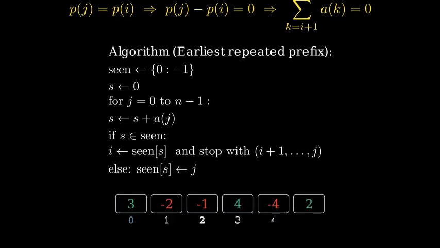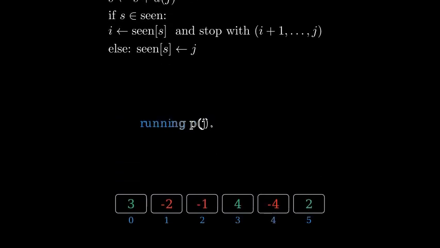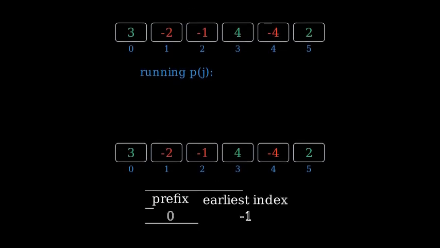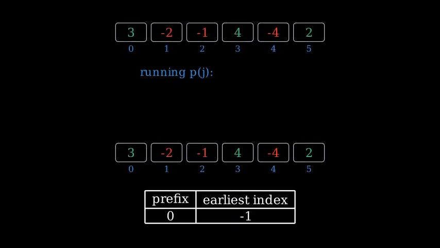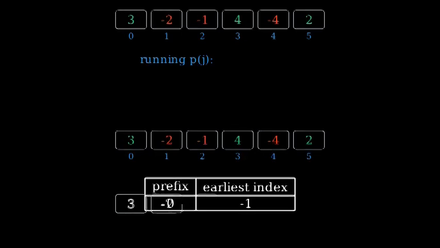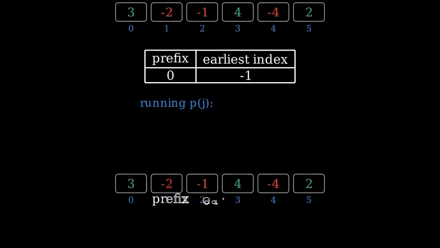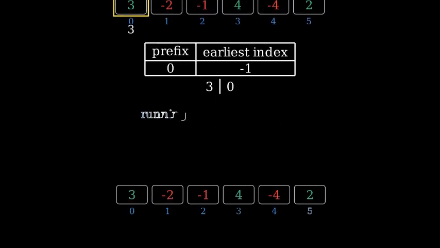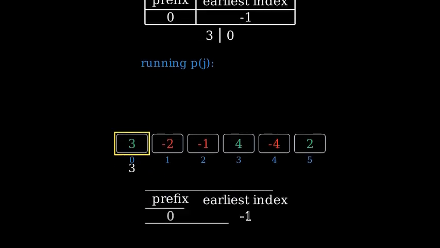Example 1. Consider the array 3, -2, -1, 4, -4, 2. We will scan, build the prefix, and detect the earliest repeat. Initialize the map with 0 maps to -1, then iterate j equals 0 to 5, and update the prefix. At j equals 0, add 3. The prefix is 3, not seen before, so store 3 maps to 0.